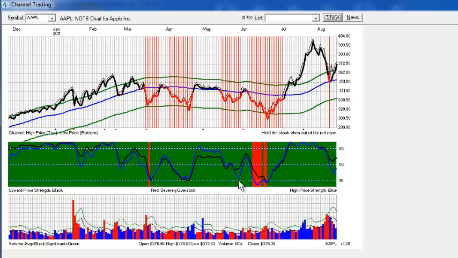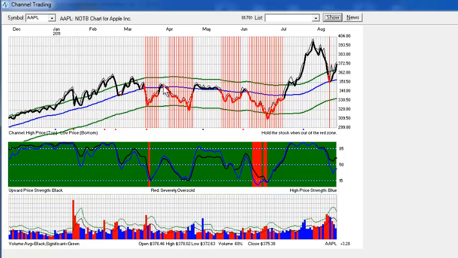So we theorized, what if we could find a program that found all of these stocks that had the power lines coming together and moving upwards, or downwards if we're going to short a stock for us?